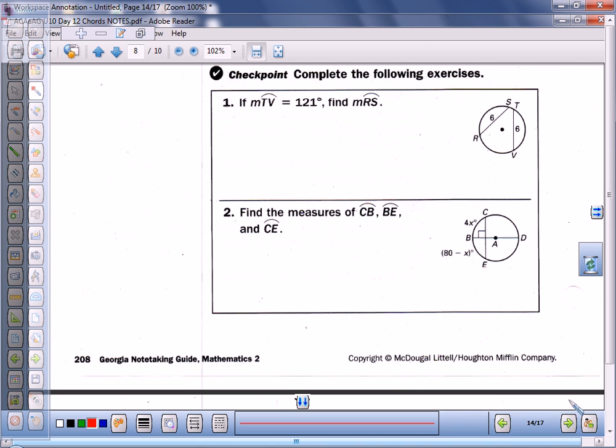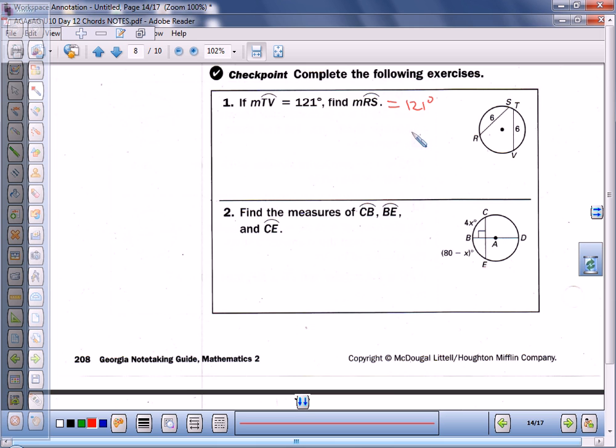Okay, so let's skip to these checkpoint problems. Just looking at the picture, what do we see? RS is congruent to TV. Good. So we have two congruent chords. So what do we know about their arcs? Their intersecting arcs are also congruent. So if the measure of arc TV is 121, then the measure of arc RS would also have to be 121 degrees. Make sense?